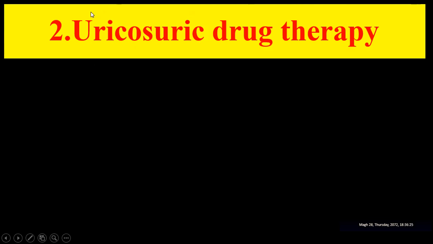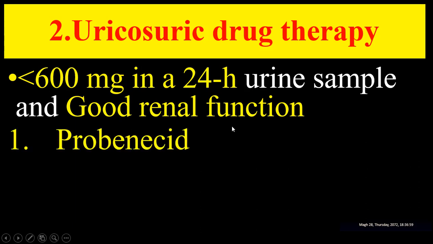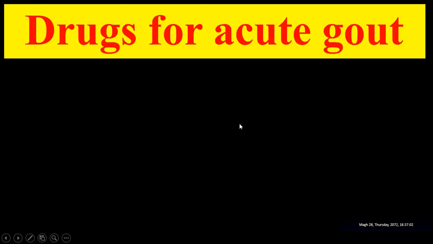And uricosuric drugs like probenecid and sulfinpyrazone are for those whose uric acid excretion is less than 600 mg per day, that is, they are throwing less uric acid in the urine in spite of high blood uric acid level. So it means they are undersecretors, secreting less uric acid in the urine. So what you do is, if they have good renal function, you will start with probenecid and sulfinpyrazone.